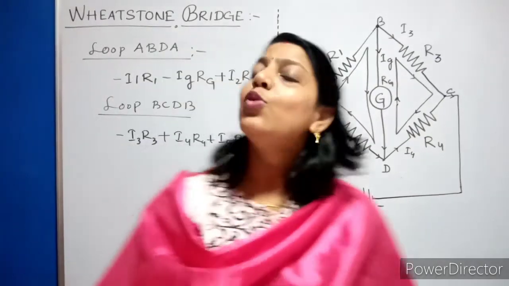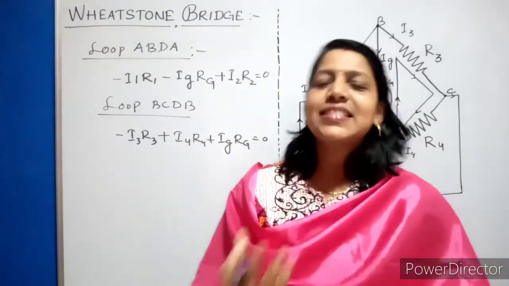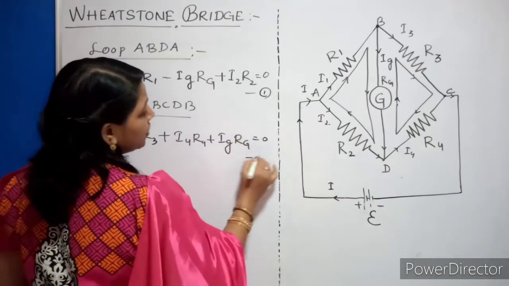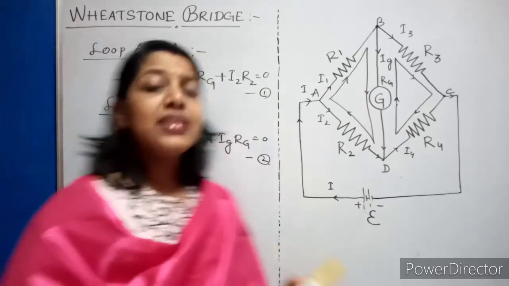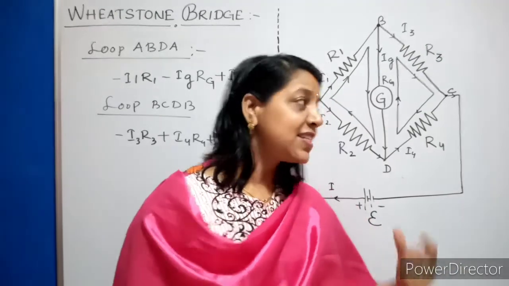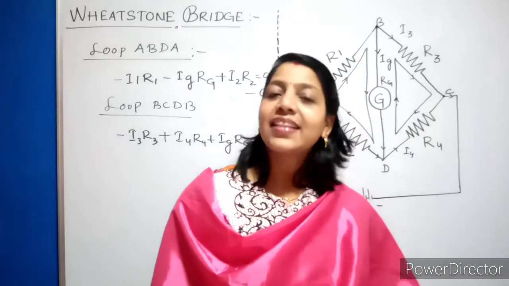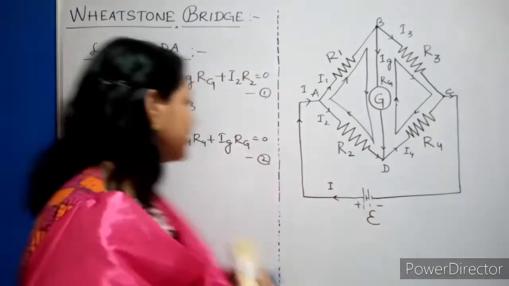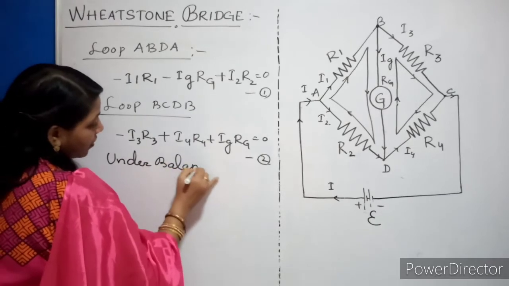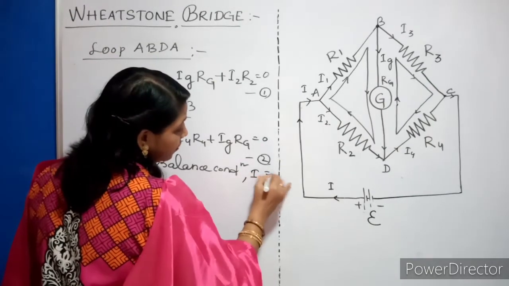That's all. Once you know how to write the KVL for the loop, your Wheatstone Bridge matter is over, just a simplification. Now you got these two equations, equation 1 and equation 2. Now the condition to find the unknown resistance is that the bridge is balanced. So how to know that the bridge is balanced? When the galvanometer shows a 0 deflection or null deflection, then at that condition only your bridge is balanced. So what you will write? Under balance condition, what will happen? Galvanometer current will become 0.